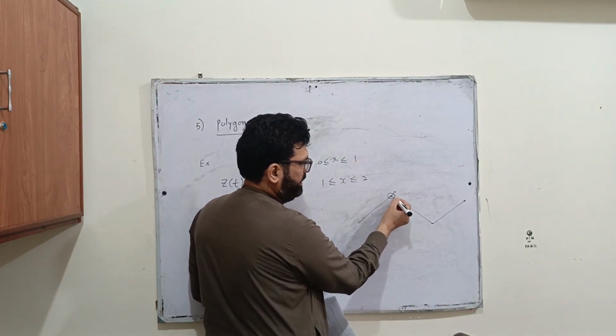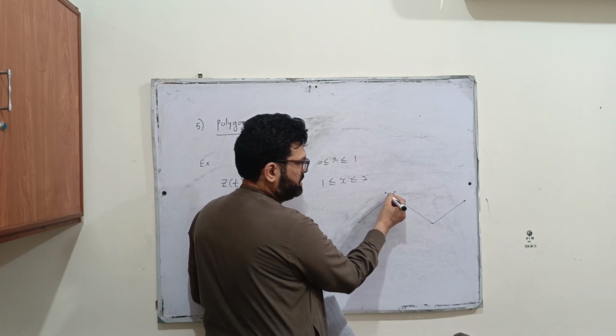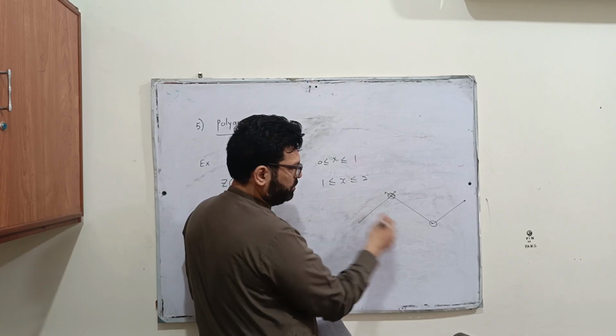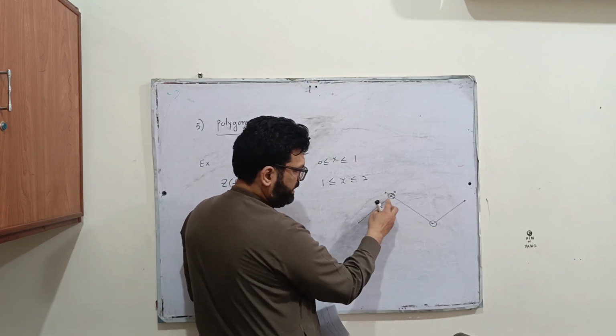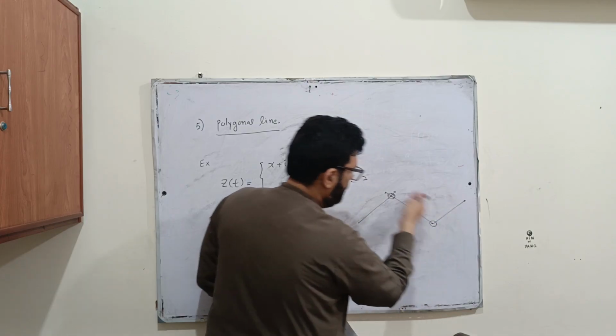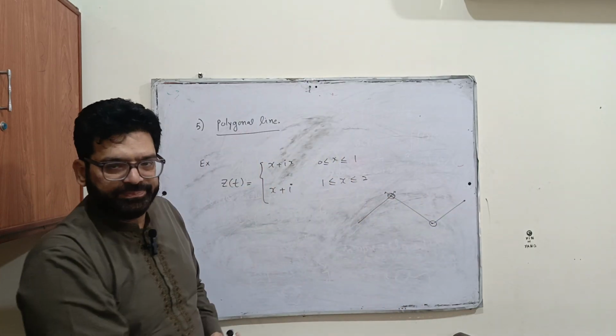We have two different tangents at this point, so this point is non-smooth. This point is also not smooth. But here this part is a line, this part is also a line, this part is a line. So we have a polygonal line.